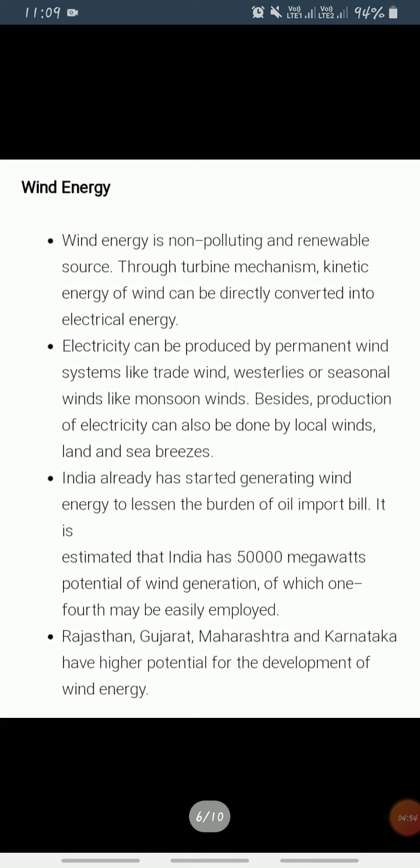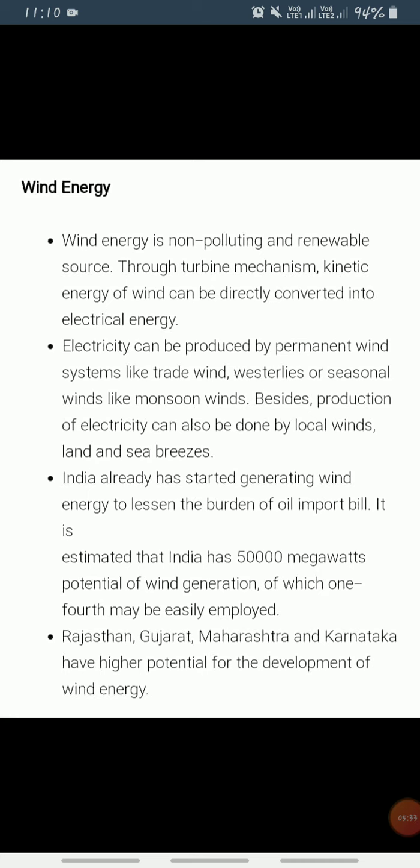Next is wind energy, and we all know about it. Wind energy is absolutely pollution free and an inexhaustible source of energy. The mechanism of energy conversion from blowing wind is simple: the kinetic energy of wind through turbines is converted into electrical energy. The permanent wind systems such as the trade winds, westerlies and seasonal winds like the monsoon have been used as a source of energy. Besides these, local winds, land and sea breezes can also be used to produce electricity.